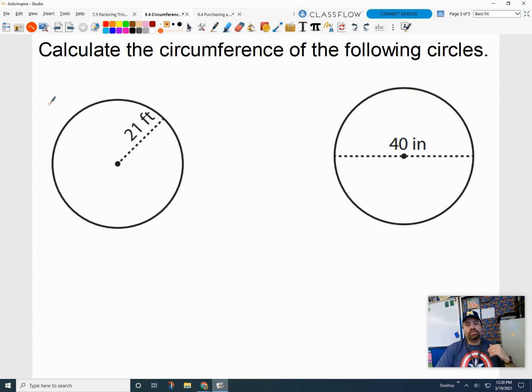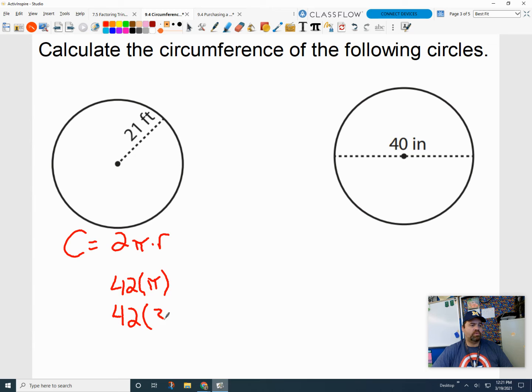These are not going to be super hard to do. There's no, hey, you have to find the missing side or you have to use the Pythagorean theorem. Here it is. I'm giving you the radius. I'm giving you the diameter. So the one on the left, I'm going to have to double this value. So instead of 21, I'm going to be using 42. And then I'm going to multiply that by pi, which I ask you guys to use 3.14. So I'm going to take 42 times 3.14.